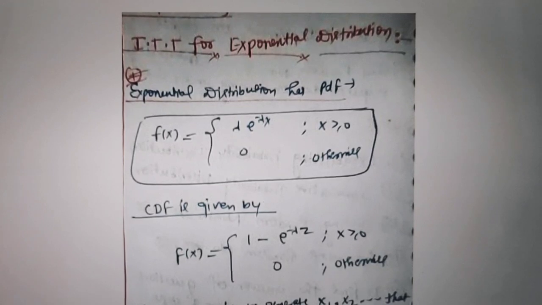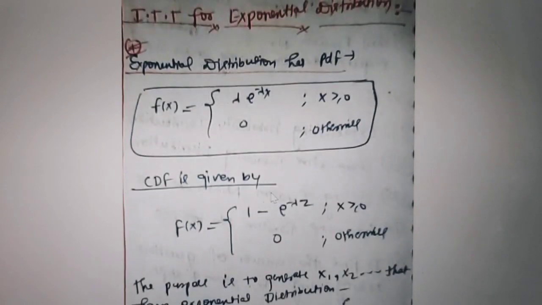So for the exponential distribution using the inverse transformation technique, the probability density function is given as f(x) equals lambda times e to the power minus lambda x, when x is greater than or equal to 0, or 0 otherwise. The respective CDF we can write as F(x) equals 1 minus e to the power minus lambda x, when x is greater than or equal to 0, or 0 otherwise.